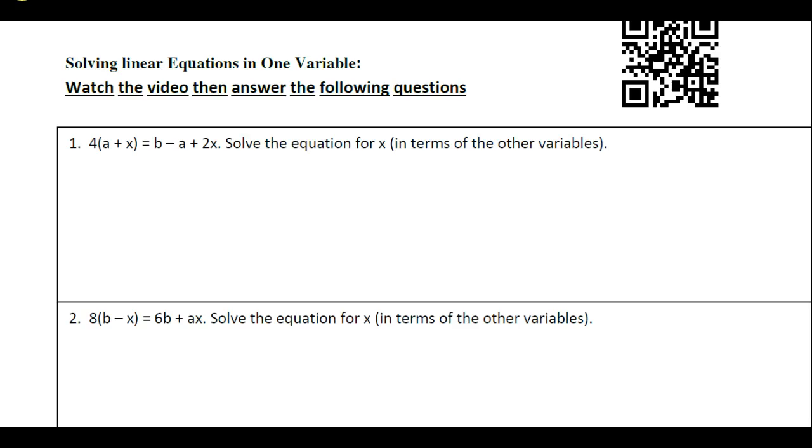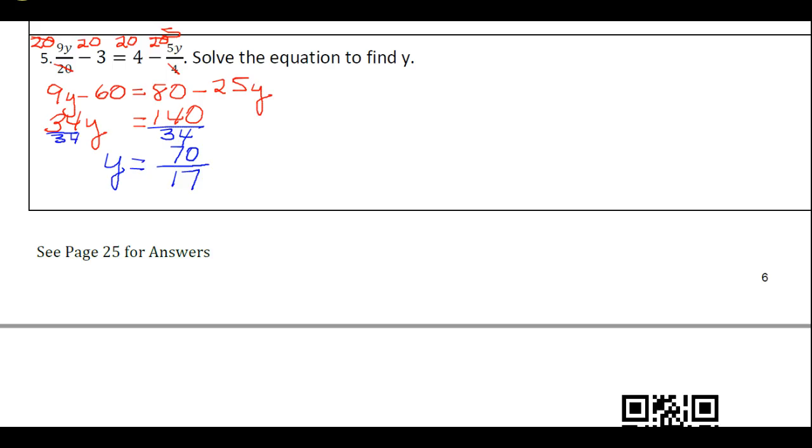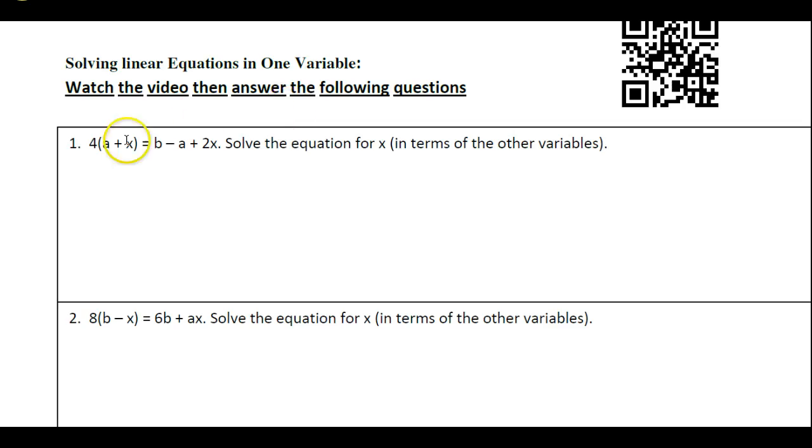Now as we go on to other pages, we're going to take a look right here and see what we can get. Well, we're going to distribute to get the x out of there. So this is 4a plus 4x equals b minus a plus 2x. So we've gotten the x out of the parentheses, the grouping symbol.